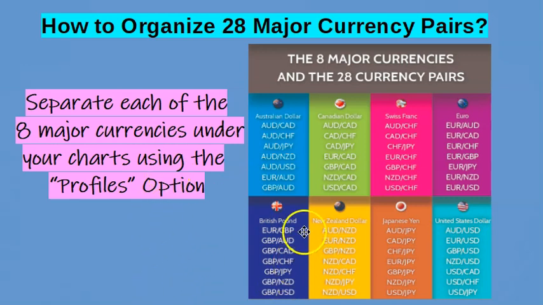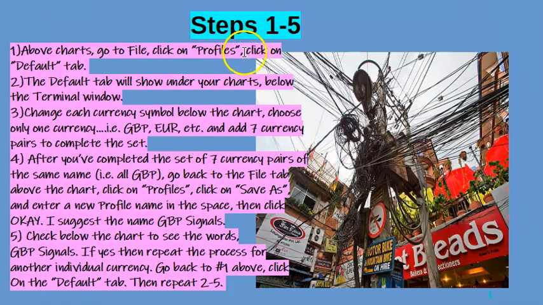So what we want to do now, and I'm going to show you now, is separate each of the 8 major currencies under your charts using, and this is important, the profiles option. Now we're going to go through steps 1 to 5, but I'm really going to go to my charts in just a moment to show you how I do this. So above your charts, you go to File. There's a File tab. Click on Profiles. Click on the Default tab.